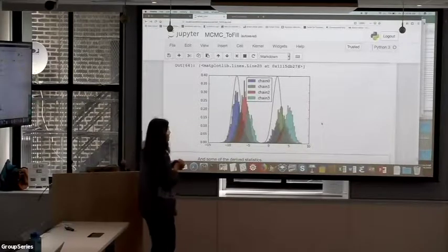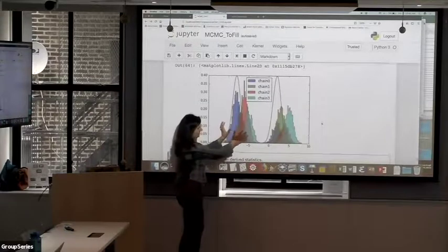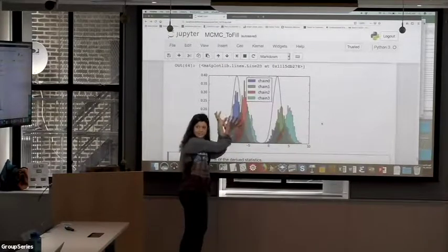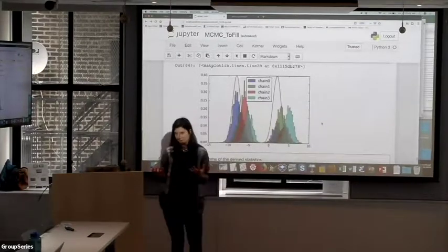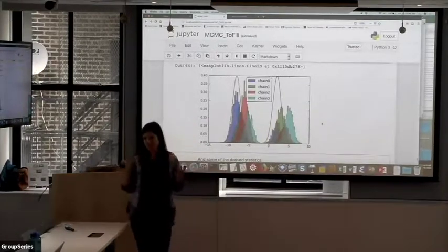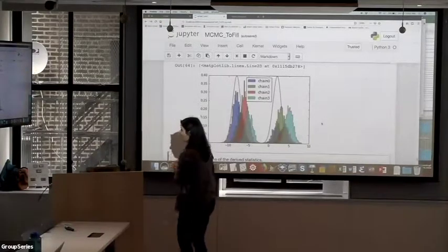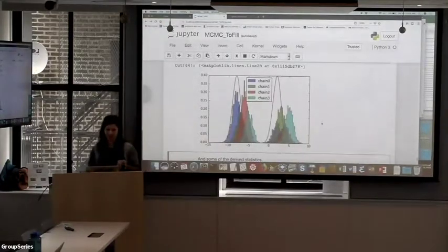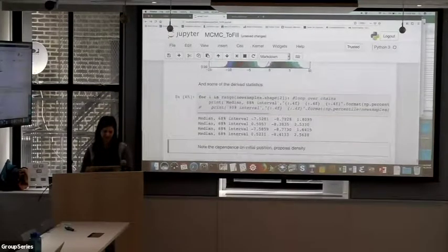But if I were to combine the chains, I would derive that there is more volume in this mode of the posterior than here, which is actually not true. Originally the posterior has the same volume in both. And so this is a chain that is deeply non-converging and something that I cannot trust. And so we can look at the statistics I derive from here.